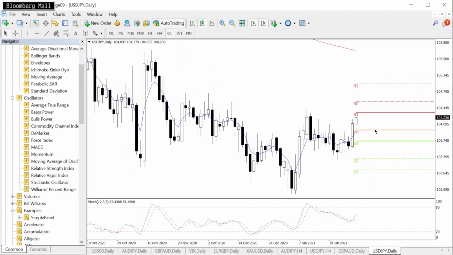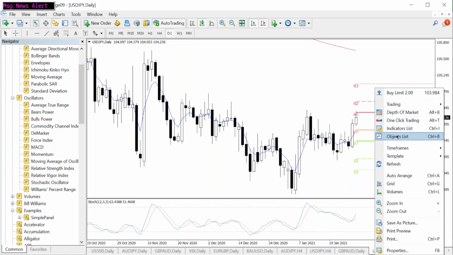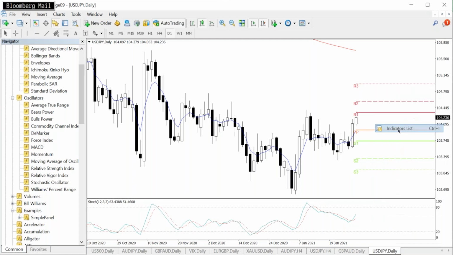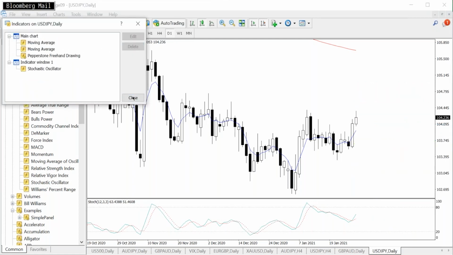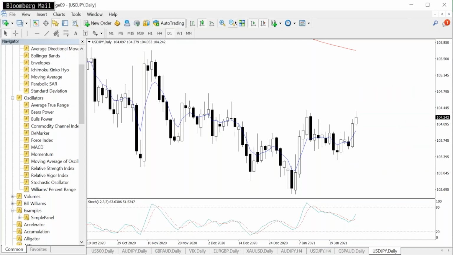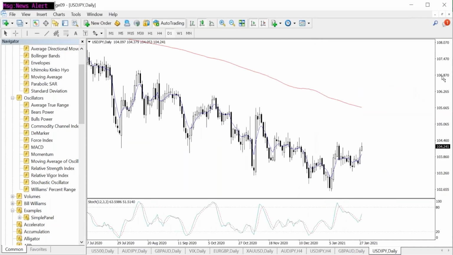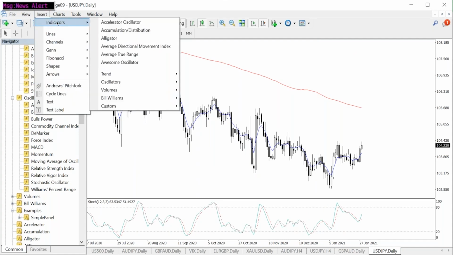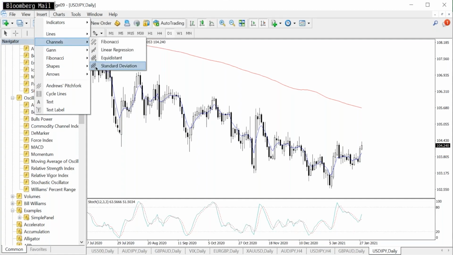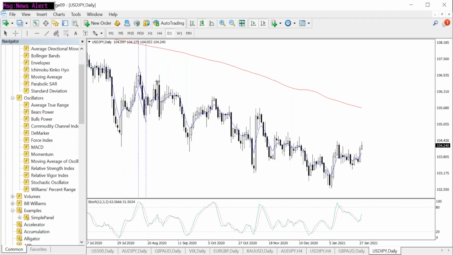Okay, so I've got pivot points on there at the moment, but I'm going to take them off. If I have a look at the chart at the moment, it's trending lower. If we have a look at the standard deviation channel, it's quite an interesting one here.